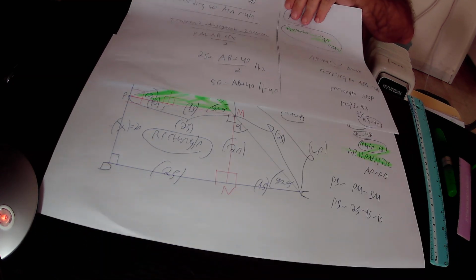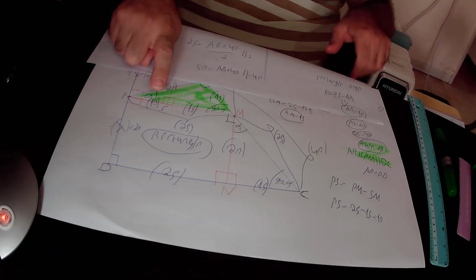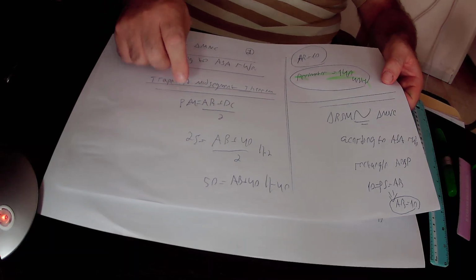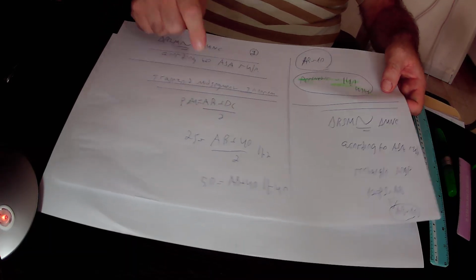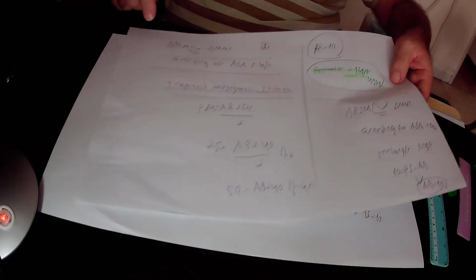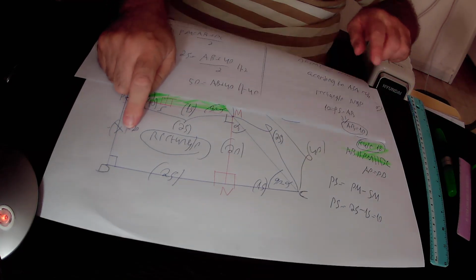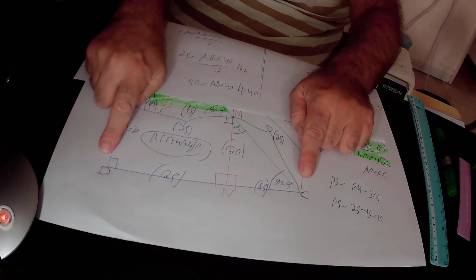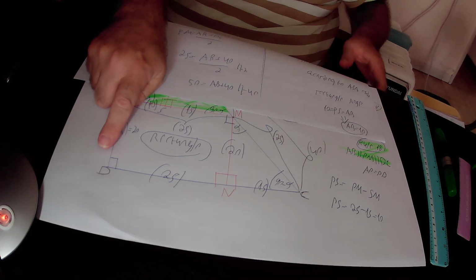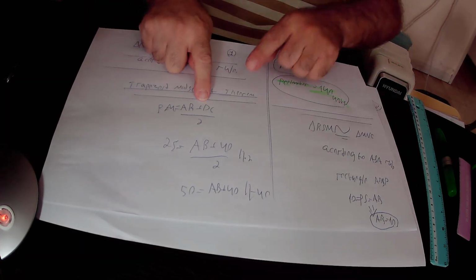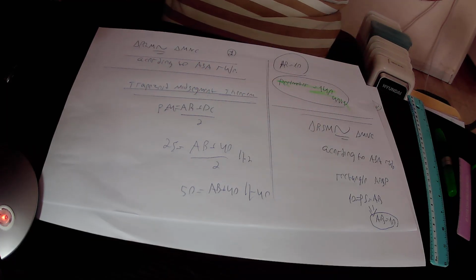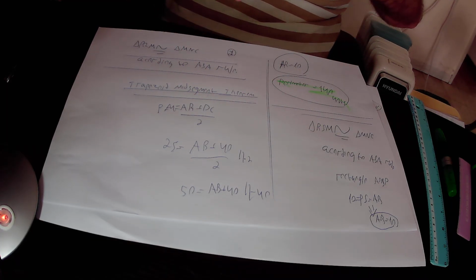We already found out that PM equals 25, so we can substitute PM by 25, and it equals AB plus DC over 2. AB is the missing side, so we leave it as it is. We already found out that DC in total equals 25 plus 15, that is 40. So we substitute DC by 40. So in total we found out that 25 equals AB plus 40 over 2.